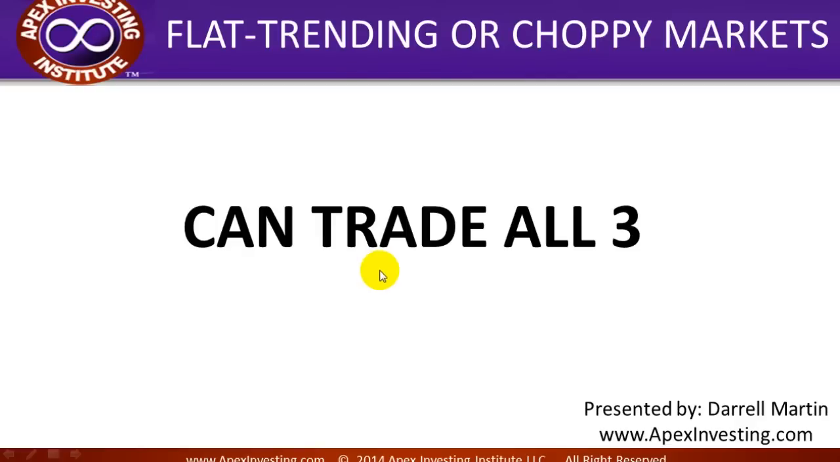Now, there's flat markets, there's trending markets, there's choppy markets. You can trade all three of them in binaries. That's really important to know. They're not just for volatile markets. They're not just for flat markets. They're not just for choppy markets. You can use them in all market conditions.